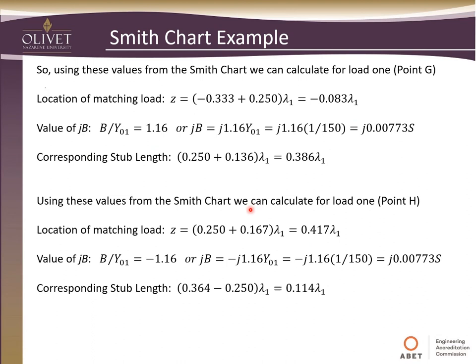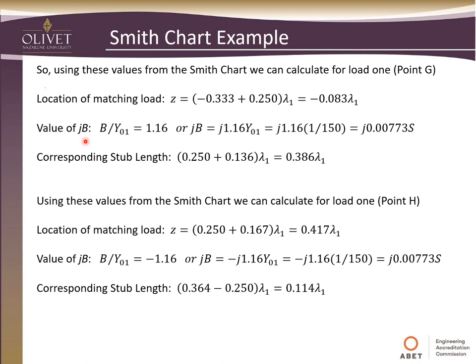So, using that information, we can use these values on the Smith chart, and we can calculate for both these loads. If we do for point G, remember the location of the matching load. We said that we're going to go negative 0.33 plus 0.25 times lambda 1. That gives us negative 0.083 lambda 1.